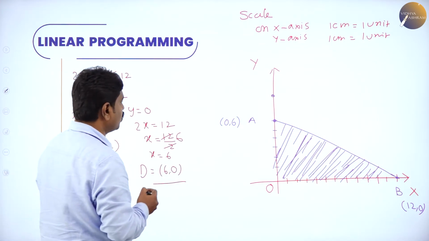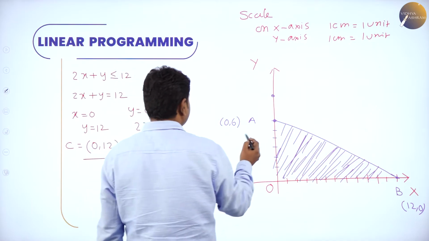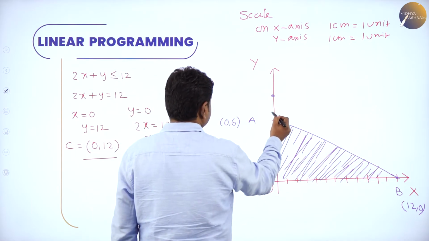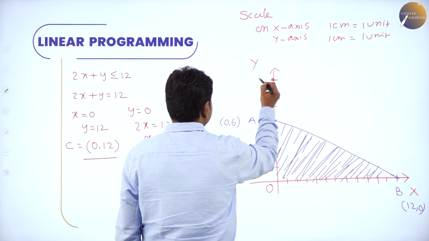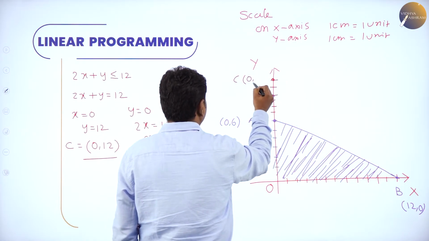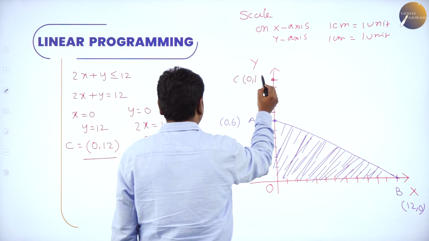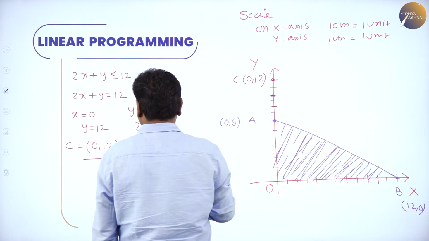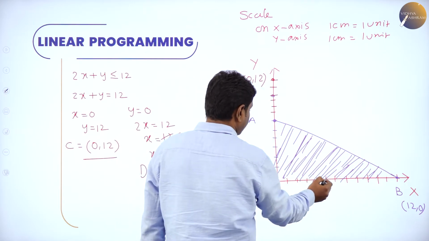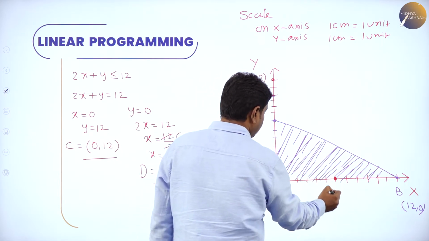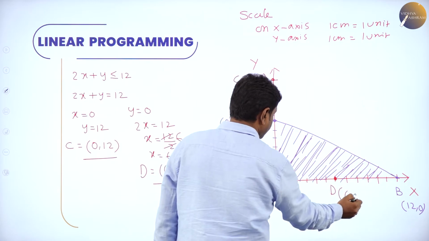C is the point 0 comma 12. So this is 6, 7, 8, 9, 10, 11, 12. So this is C: 0 comma 12, a point on the y axis. D is a point on the x axis, 6 comma 0, 1, 2, 3, 4, 5, 6. This is point D. This is 6 comma 0.